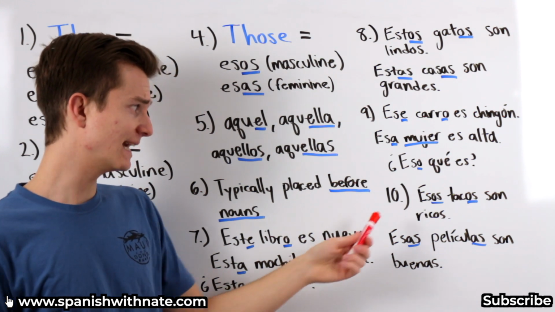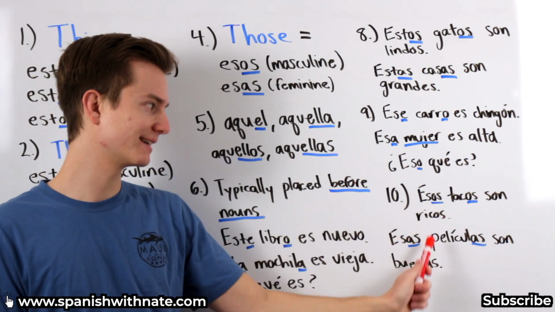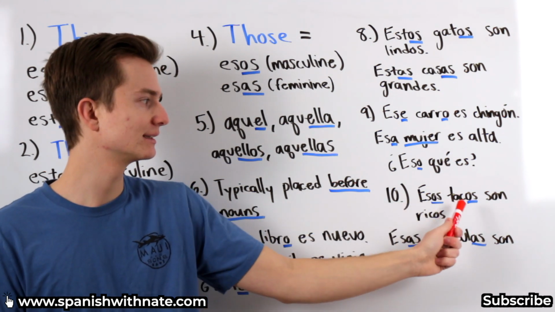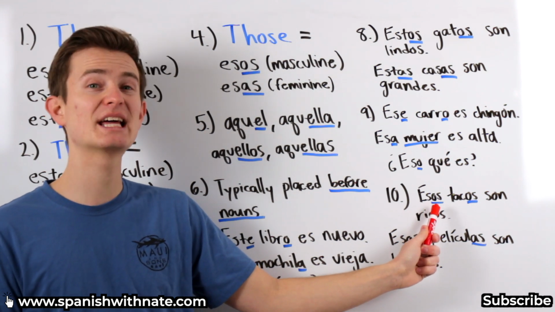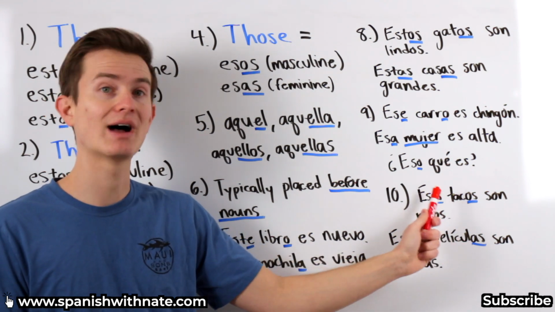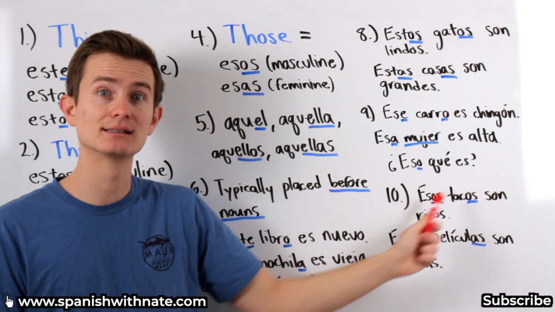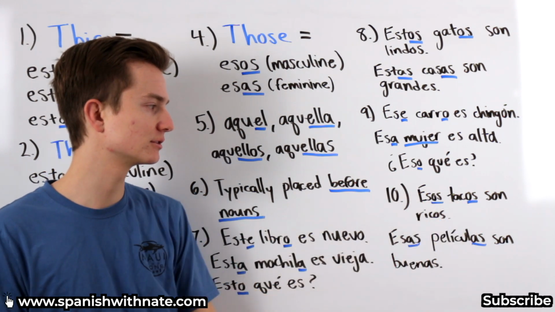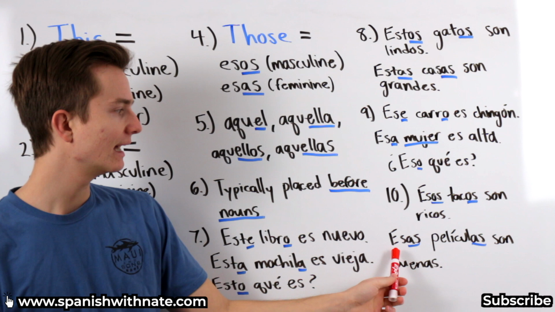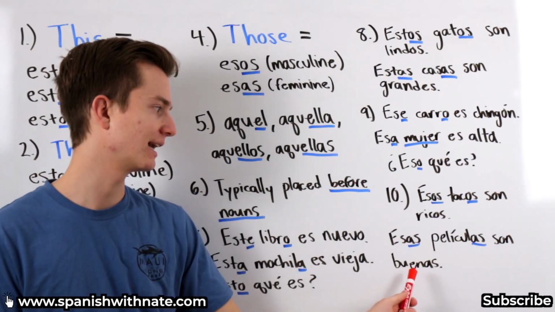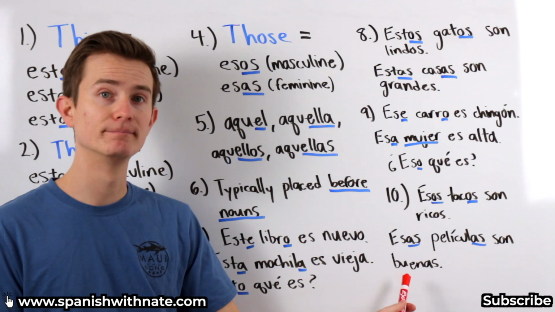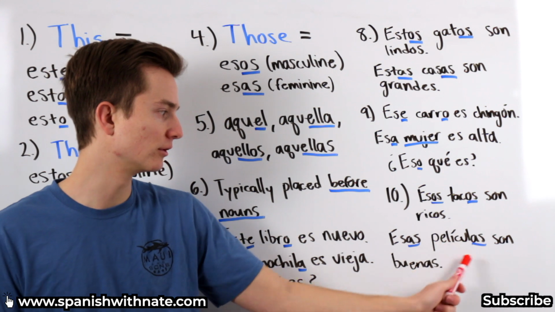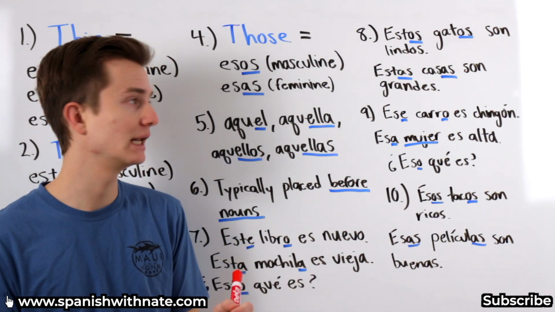Okay? Next. Esos tacos son ricos. Okay? Those tacos are tasty, delicious, right? Esos tacos. Esos, plural, meaning those. Tacos, plural. I could say, ese taco es rico. Okay? Notice how that changes. But we're saying, esos tacos son ricos. Those tacos are delicious. And finally, esas películas son buenas. Those movies are good. Okay? Esas películas. Películas is feminine and it's plural. So we have esas. Esas películas.